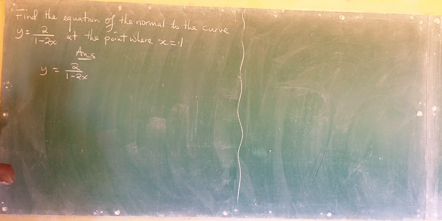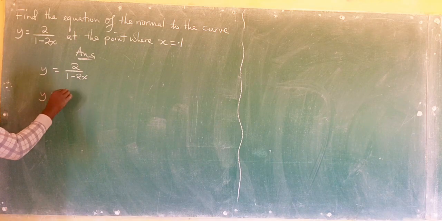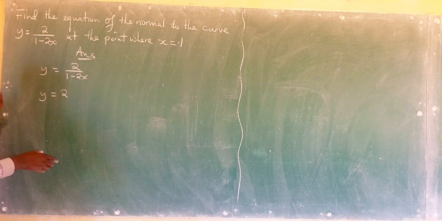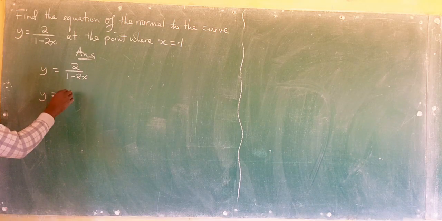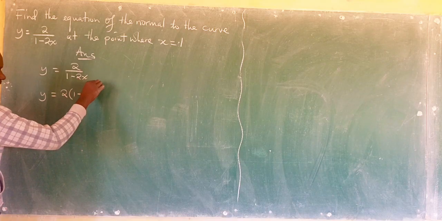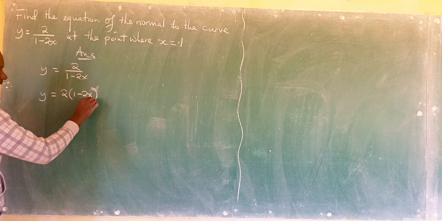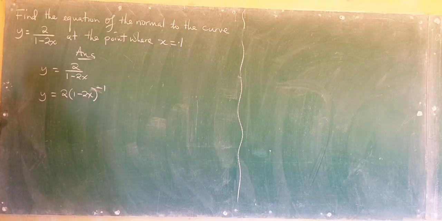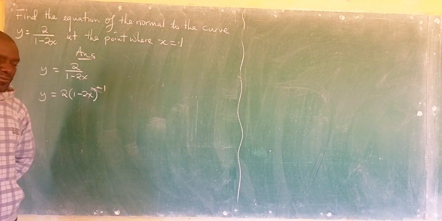Now, let's rewrite this function. We can say y is equal to 2, and the denominator we can take on top by saying (1 minus 2x) to the power negative 1. Like that. So, just looking at the function, this calls for the chain rule if we are to solve.